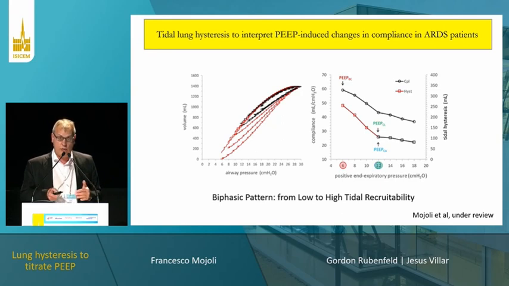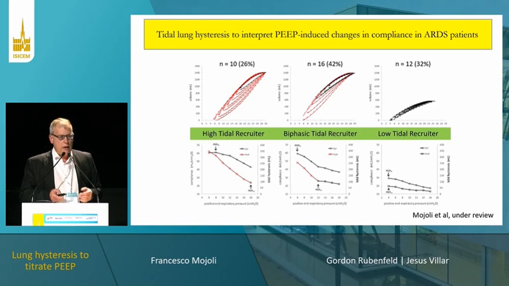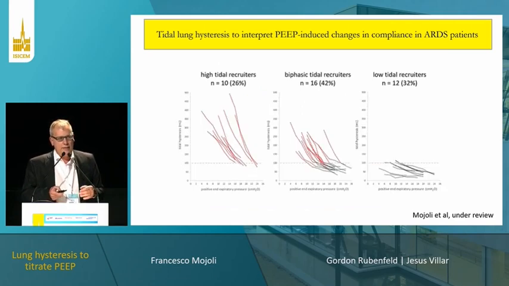In this case, the clinician was right in setting PEEP at 12 centimeters of water, because this was the lowest PEEP value able to avoid opening and closing in this patient. So we observed these three mechanical patterns: high tidal recruiter, low tidal recruiter, and biphasic tidal recruiter. But in the end, we detected two different and very well separated rates of change of tidal hysteresis when PEEP was decreasing in our patients.